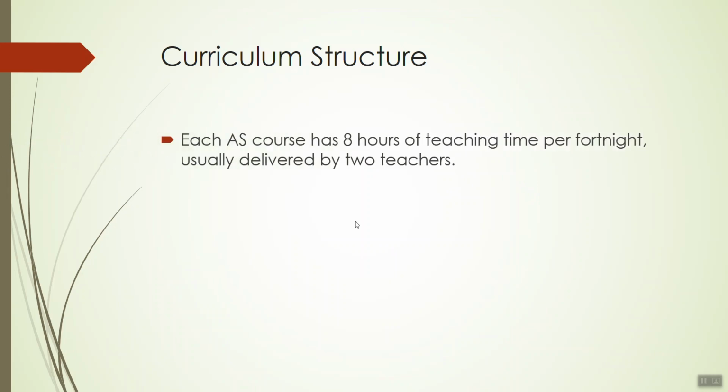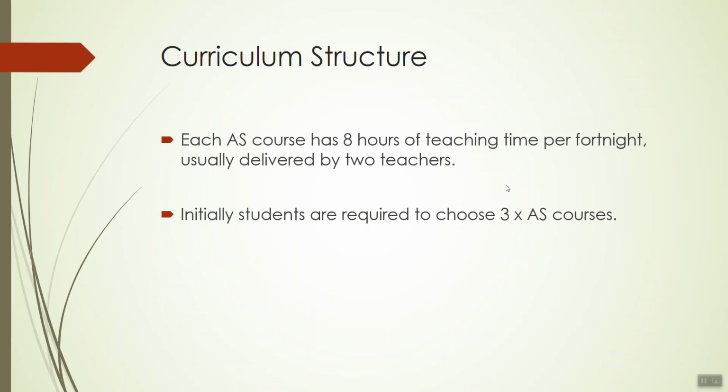So each AS course that we deliver has 8 hours of teaching time per fortnight. So if you choose to do 3 ASs, then that's 24 hours of time across the 2-week timetable. And generally, each subject is delivered by 2 teachers. There are 1 or 2 subjects, PE, for example, usually has a 3-teacher delivery. But generally, if you choose a subject like geography or maths, then the 8 hours will be split up between the 2 teachers.